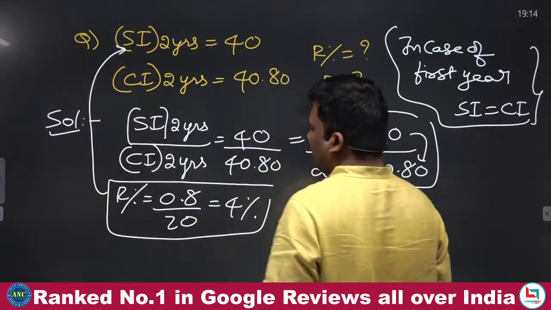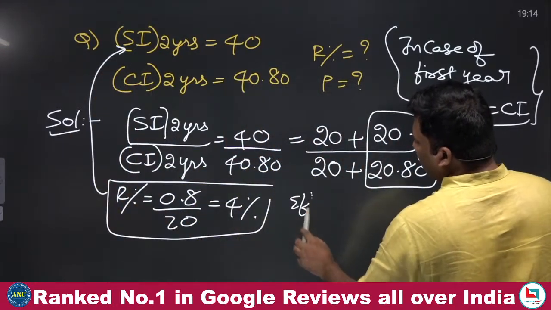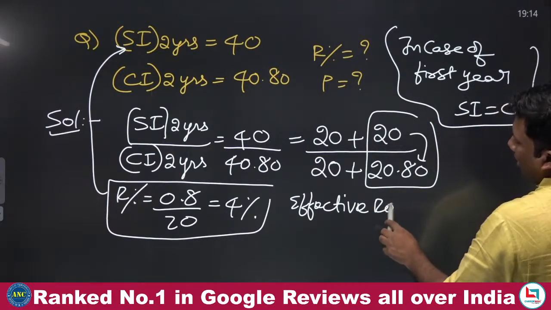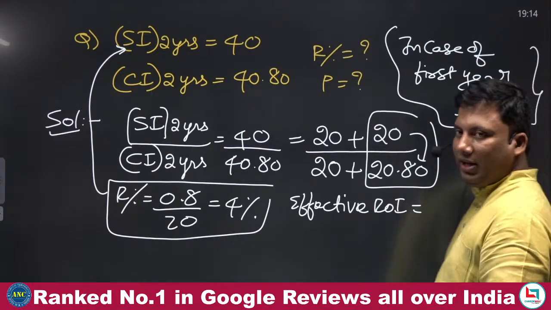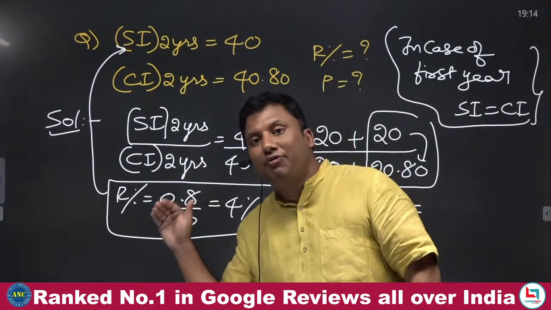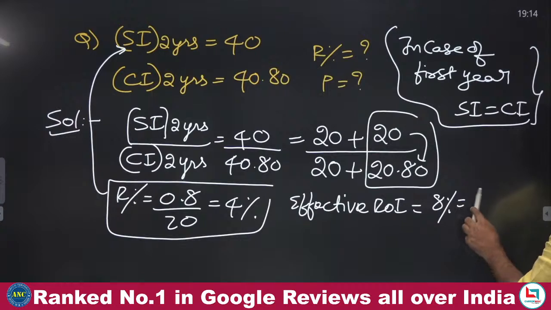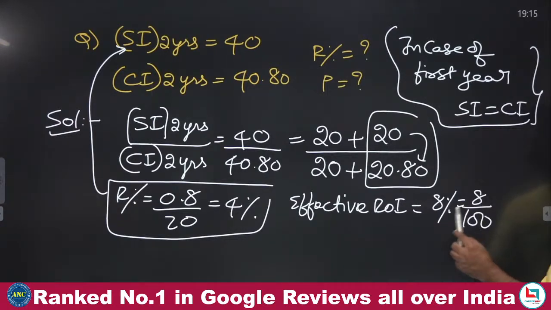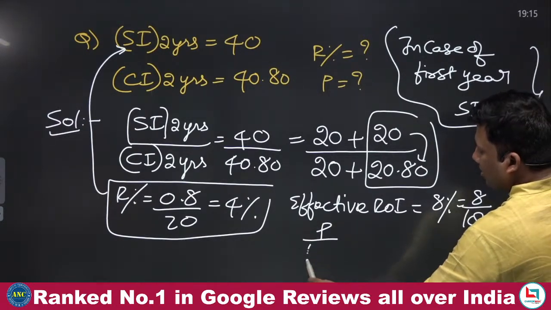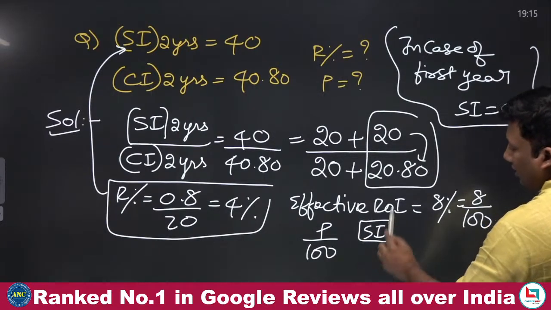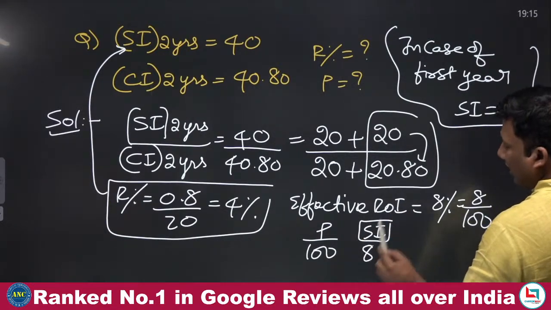In case of SI, it is for 2 years. So effective rate of interest will be 4. First year 4, second year 4. Total it is 8 percentage, which is 8 by 100. Denominator is always the principal. Numerator is always the interest for 2 years. So it is 8.